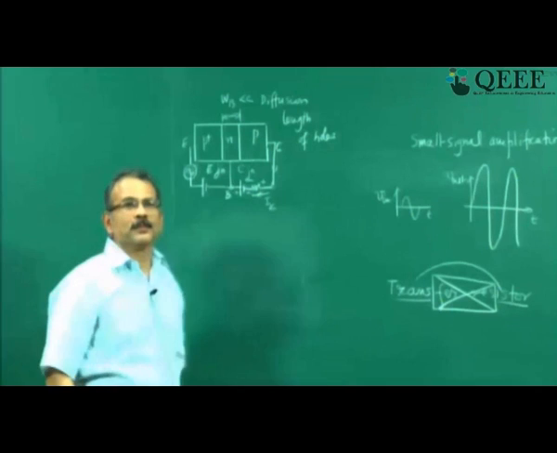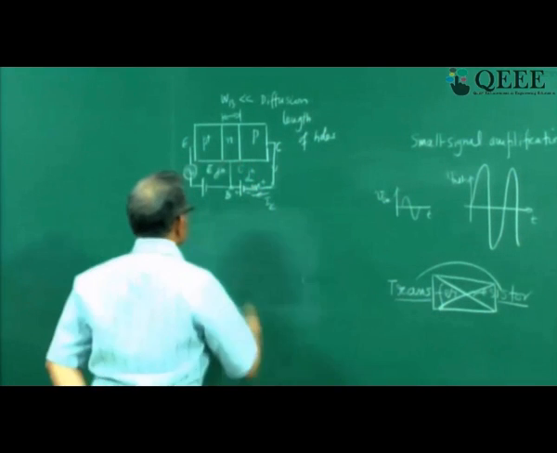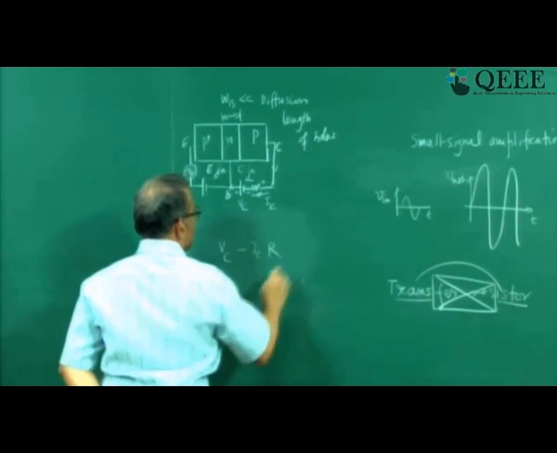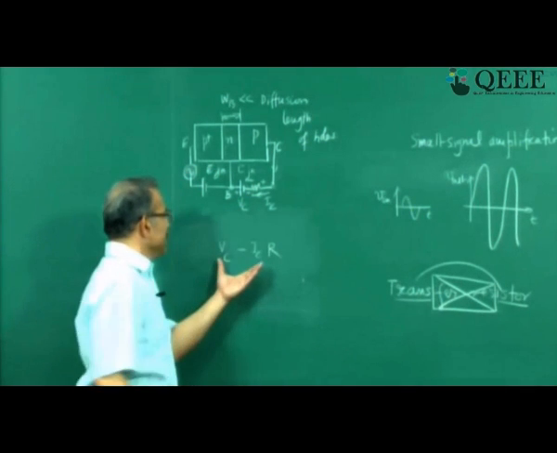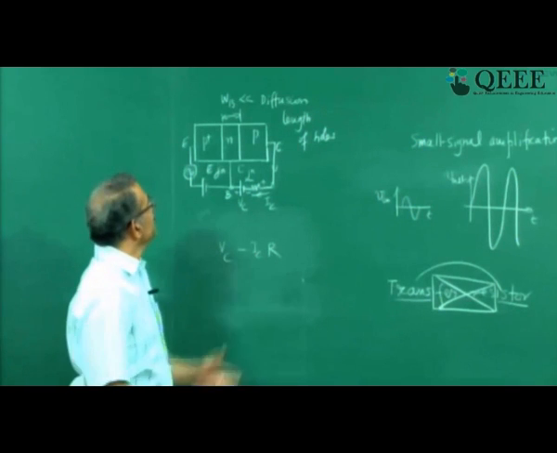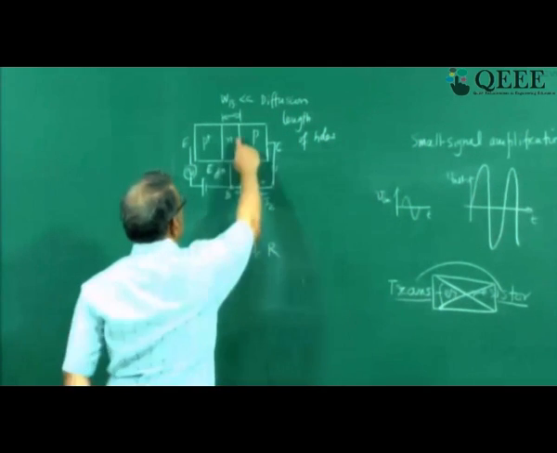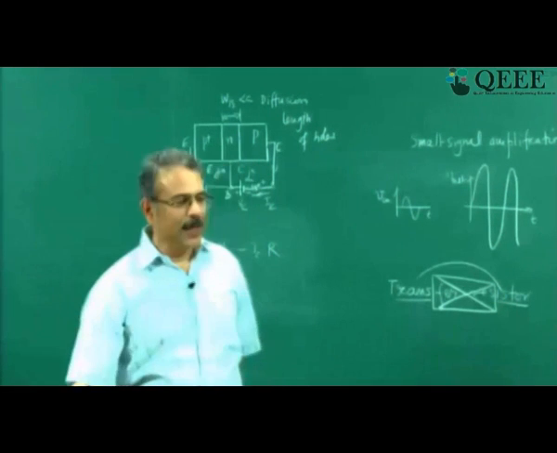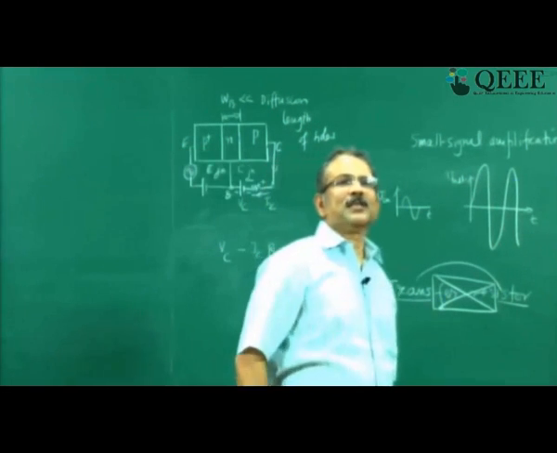Then what is the way out? The way out is VC minus ICR. I have to accept either a positive value of this difference or a negative value, which means I have to accept either a forward bias across this junction or a reverse bias. Which is better? You can easily show that a reverse bias is better.